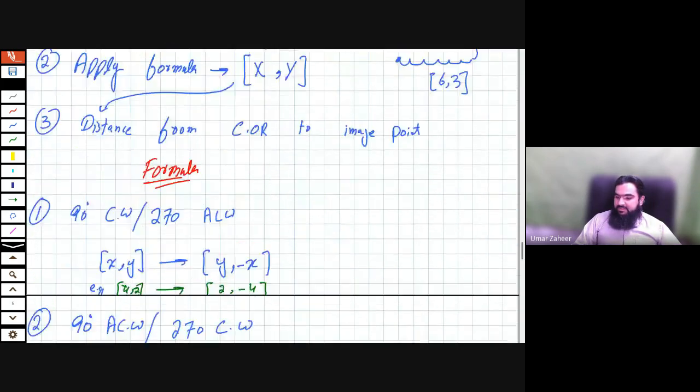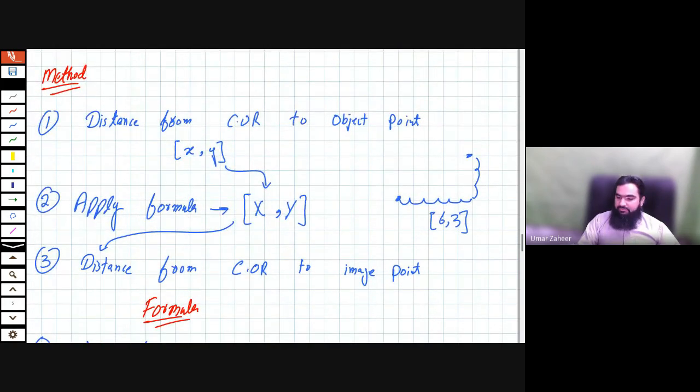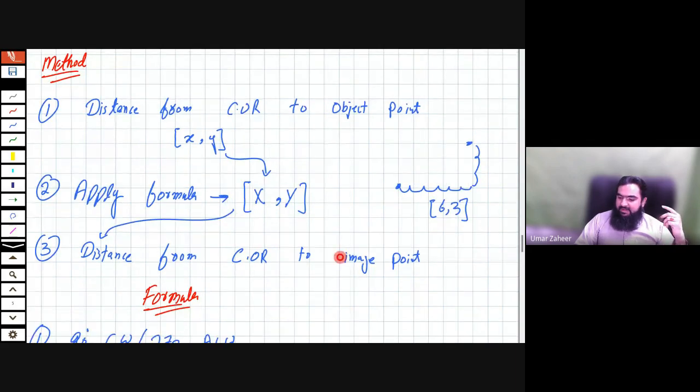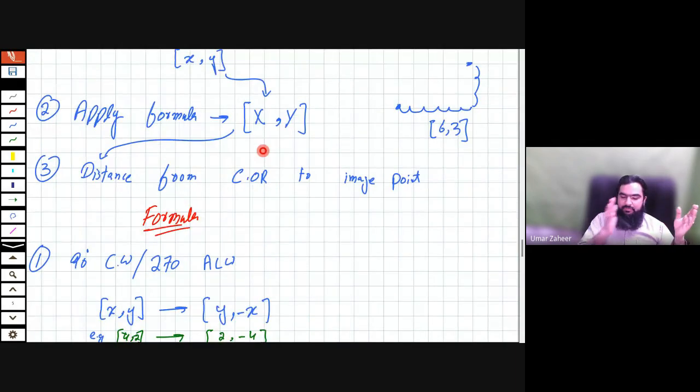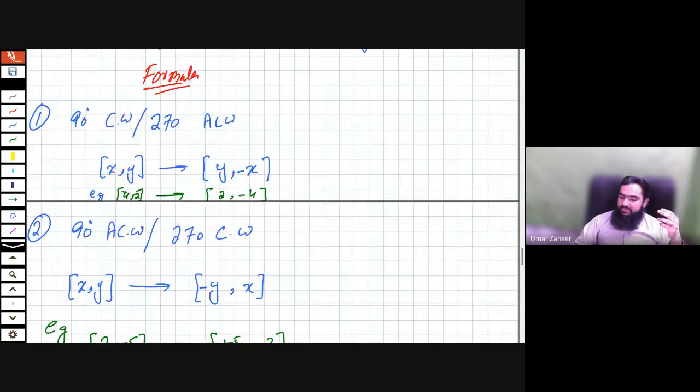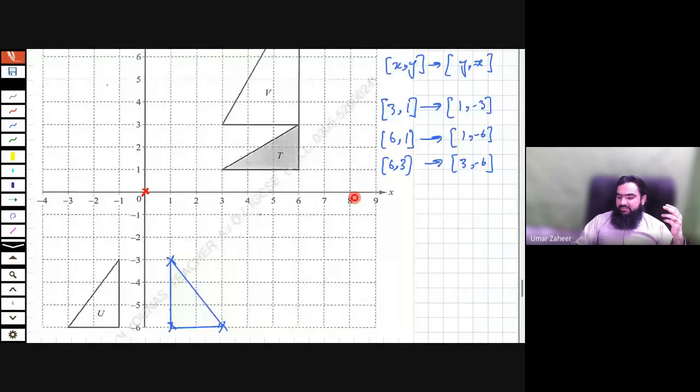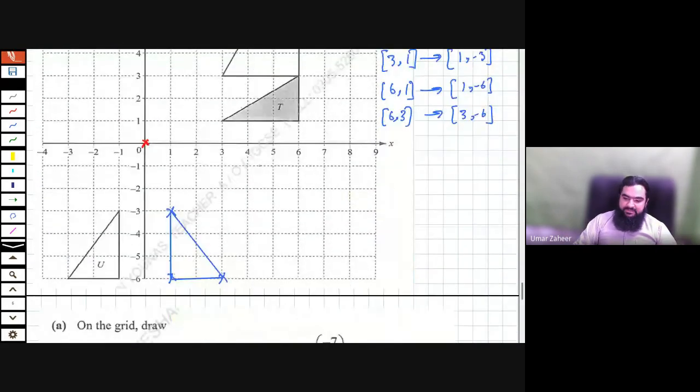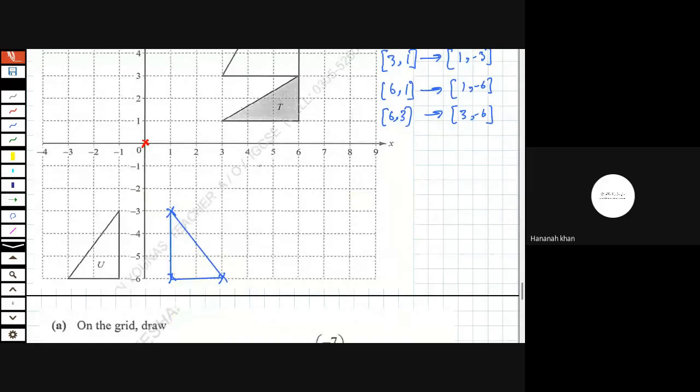Yes, everyone. Are these steps clear? What we have to do: we have to take the distance from the center of rotation to the object point. The first thing, we have to apply the formula. It depends upon whether you are doing 90-degree clockwise, anti-clockwise, or 180-degree. And then you have the distance from the center of rotation to the image point. Plot the image point and you will get the image. Any question?